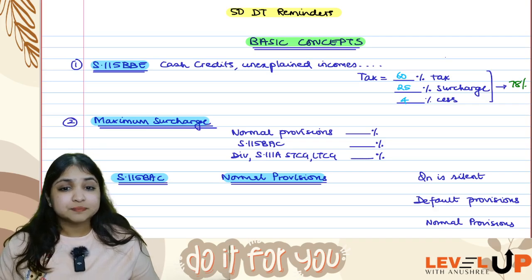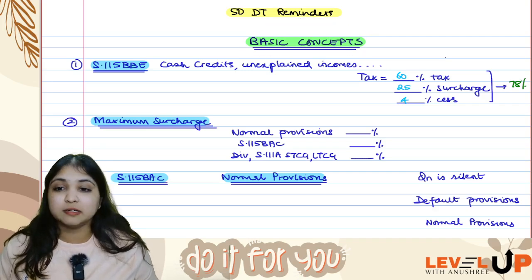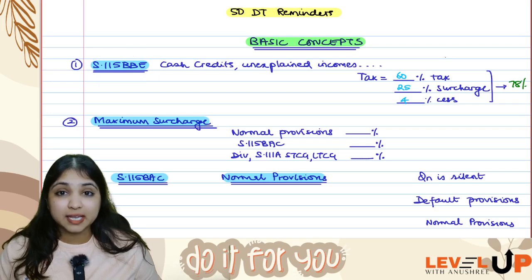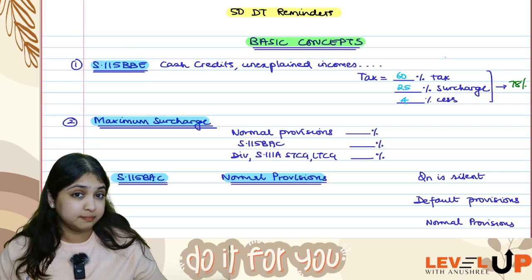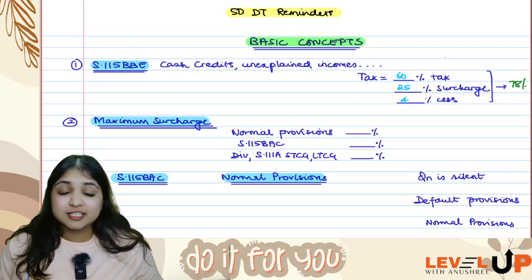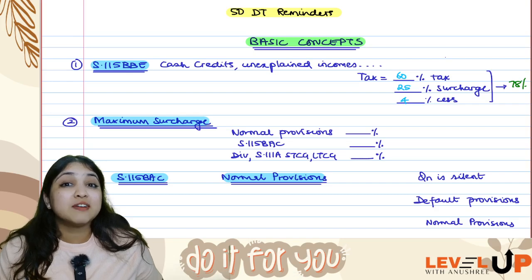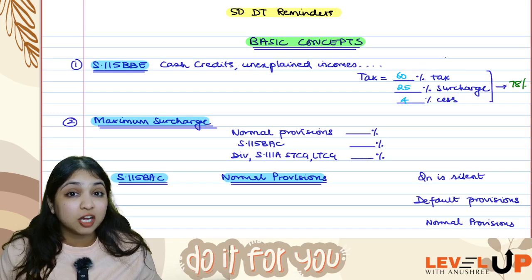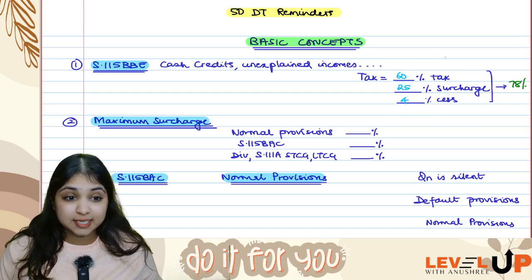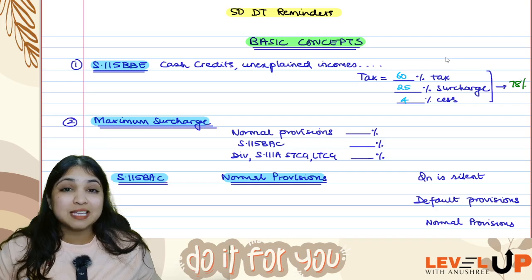So let's begin. Starting with the basic concepts chapter, under section 115BBE, in case your assessee has any cash credits, unexplained incomes, unexplained investments or any such transaction for which he is not able to give any satisfactory explanation, 60% tax will apply, 25% mandatory surcharge will be applicable and 4% cess, so effectively your assessee will be paying 78% tax. Please know that these are flat rates.